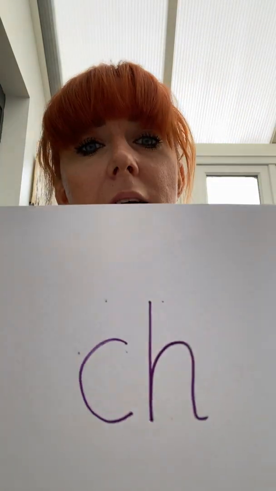So this first one, can we remember this? Have a look. It is a ch. So when we have the C and the H together, that makes the sound ch. So ch for chip, ch for chocolate, ch for chop. Lots and lots of ch words.